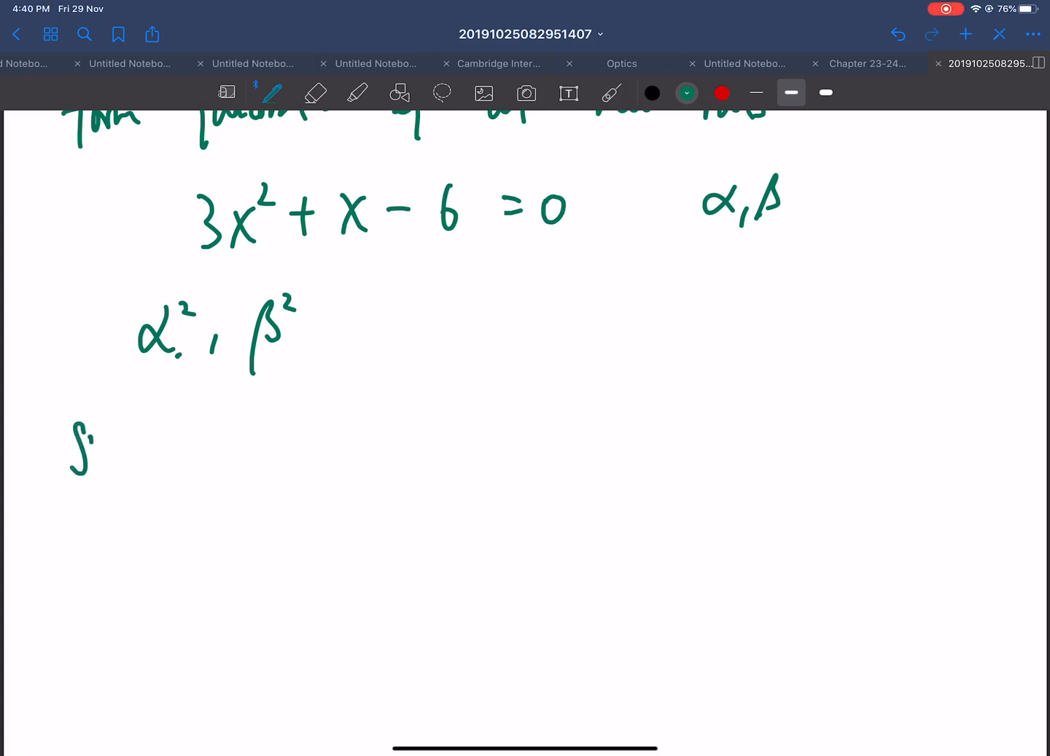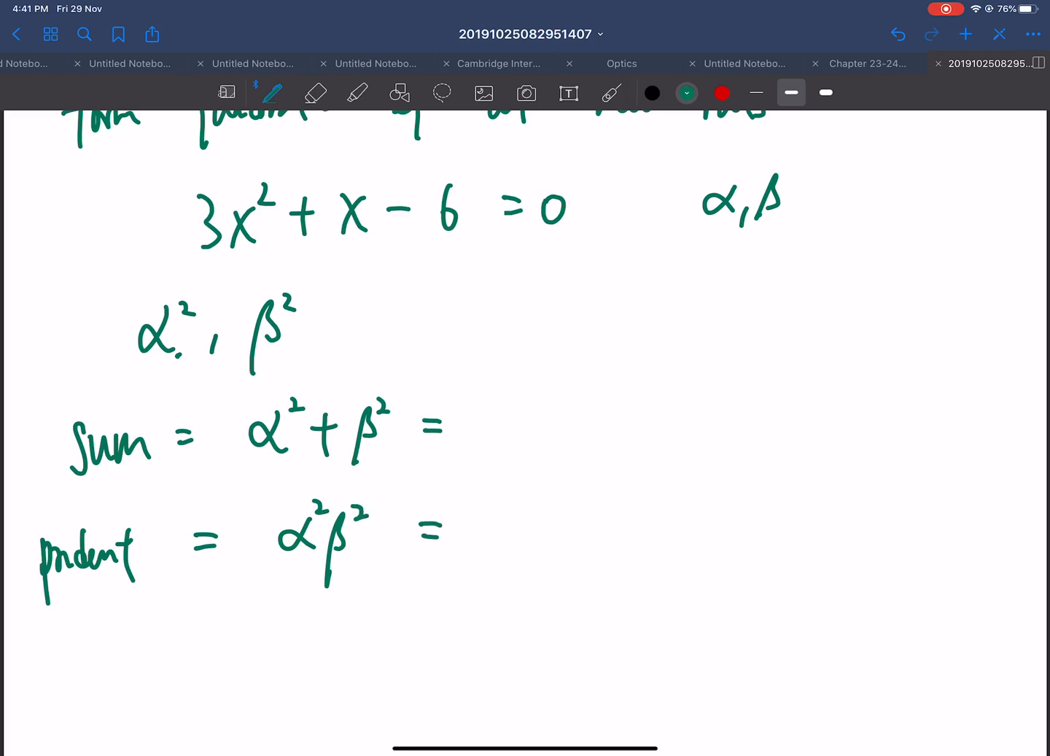So we find the sum of them. Sum of them is alpha square plus beta square. And then the product of them. I give you some time to find alpha square plus beta square. You use the skill that we have just learned. 2 minutes should be enough.